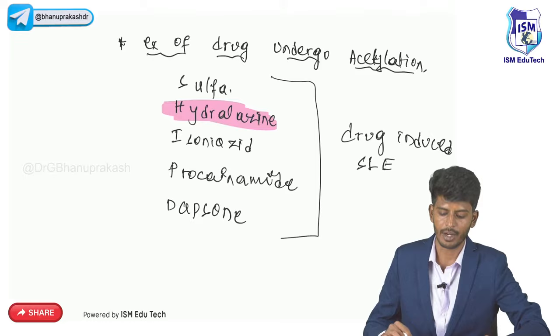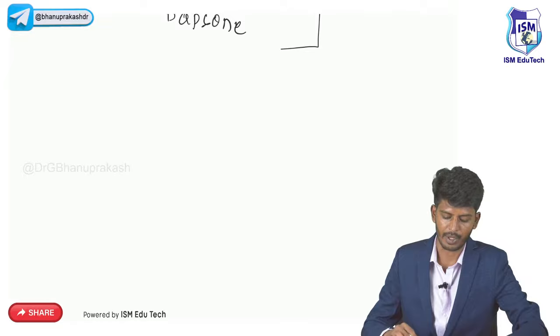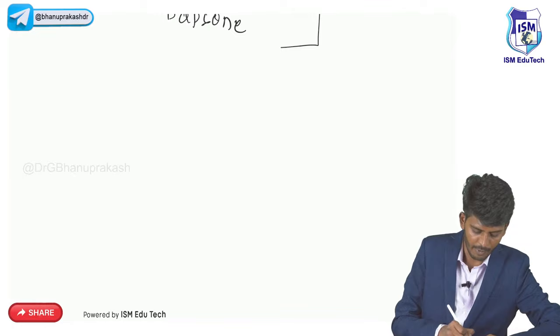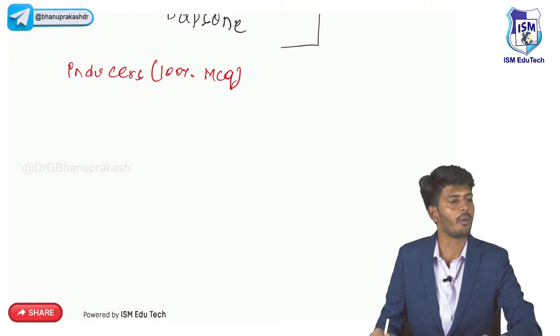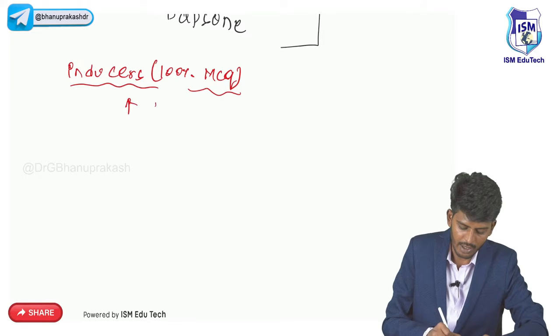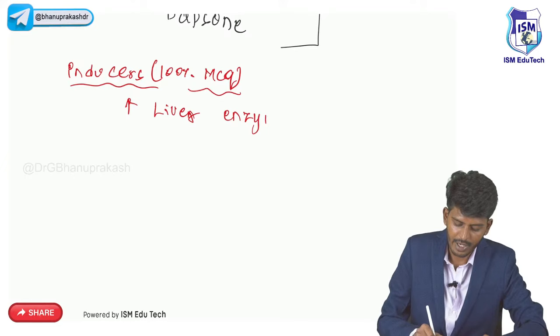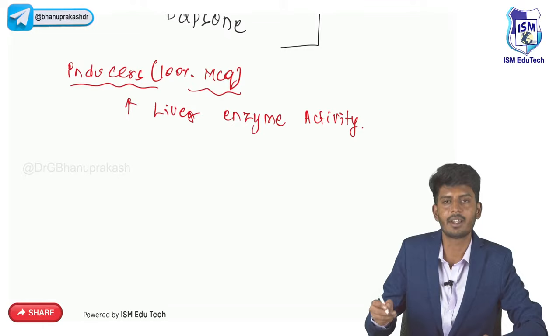So far we discussed metabolism. Now, metabolism is done by the liver enzymes. Once there is a liver enzyme, one of the most important things is inducers. Definitely, 100% there will be an MCQ on inducers. Enzyme inducers basically increase the liver enzyme activity. My dear students, if they increase liver enzyme activity, please tell me what will happen to the drug metabolism.